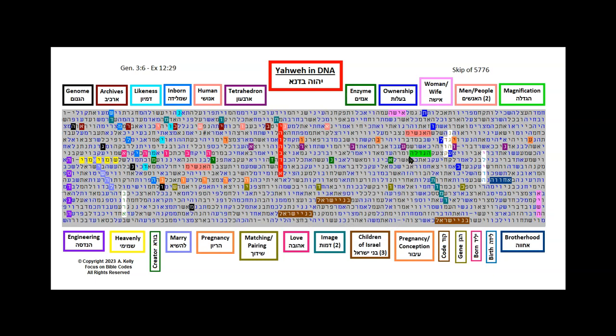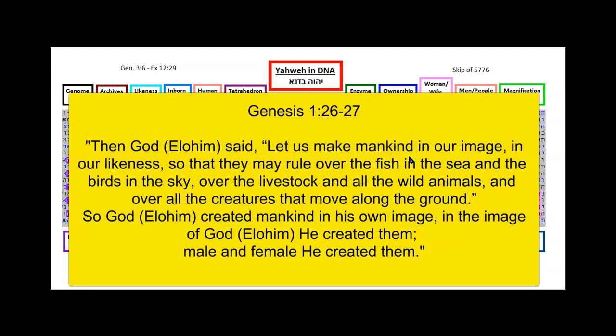own image and likeness. Then Elohim said, "Let us make mankind in our image, in our likeness, so that they may rule over the fish in the sea and the birds in the sky, over the livestock and all the wild animals, and over all the creatures that move along the ground." So Elohim created mankind in his own image. In the image of Elohim he created them. Male and female he created them.